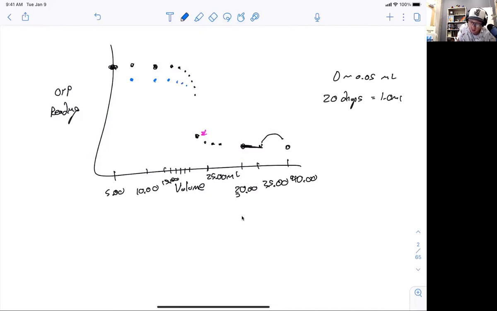Now you go slow for 1 or 2. Sorry, these should actually be right on top of the last ones in theory, because everything's exactly the same. But now you're going to slow down a little bit. Now you're going to go dropwise, and you're going to get a lot more data points.